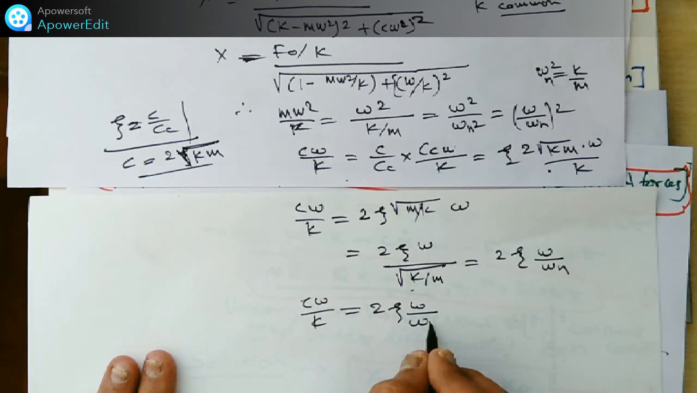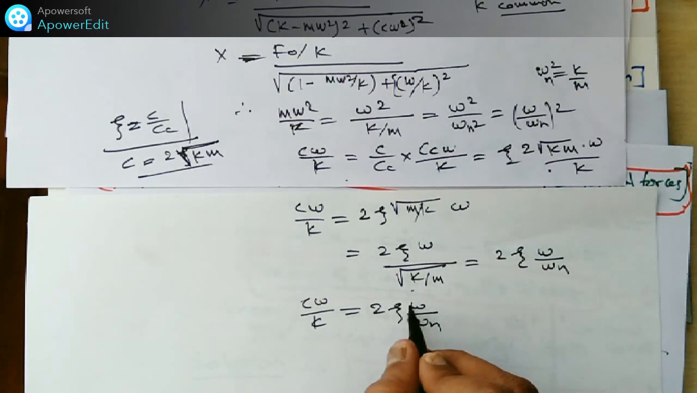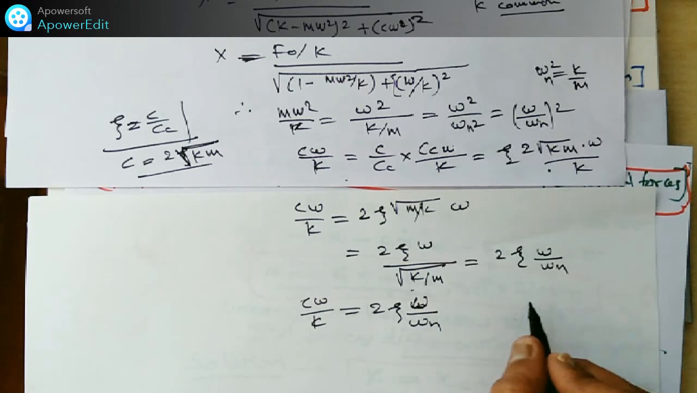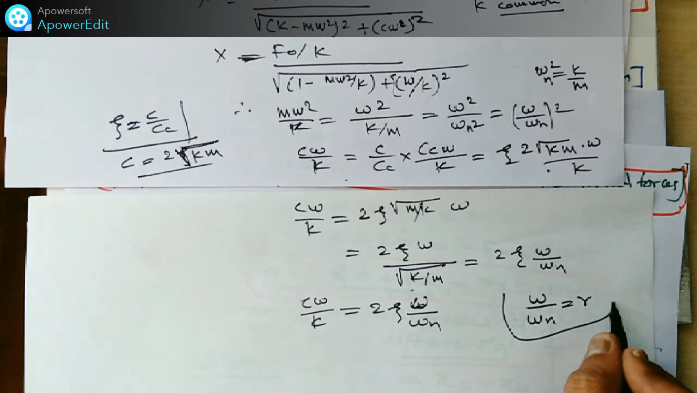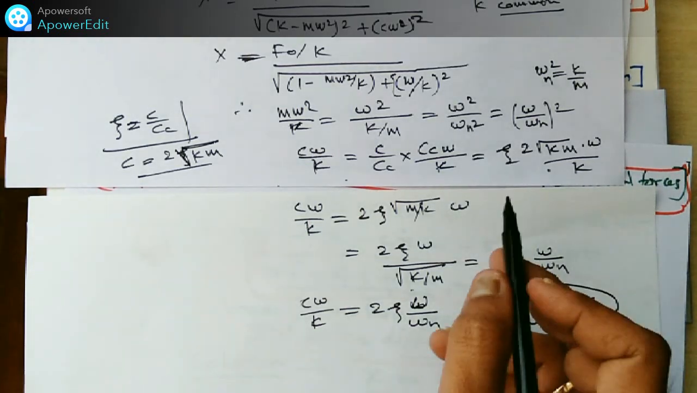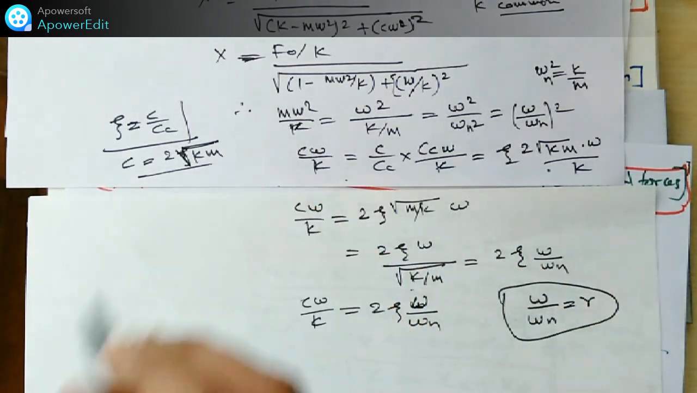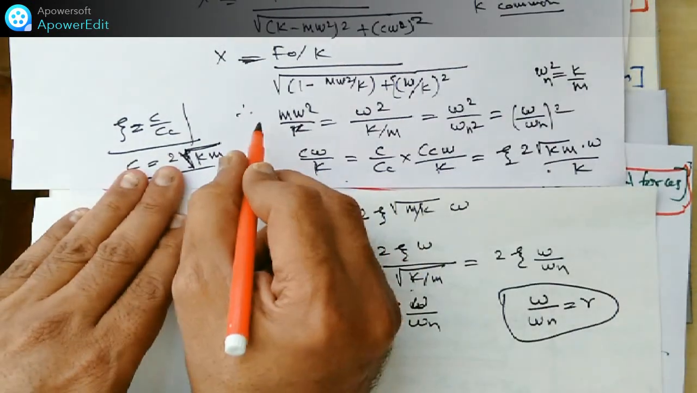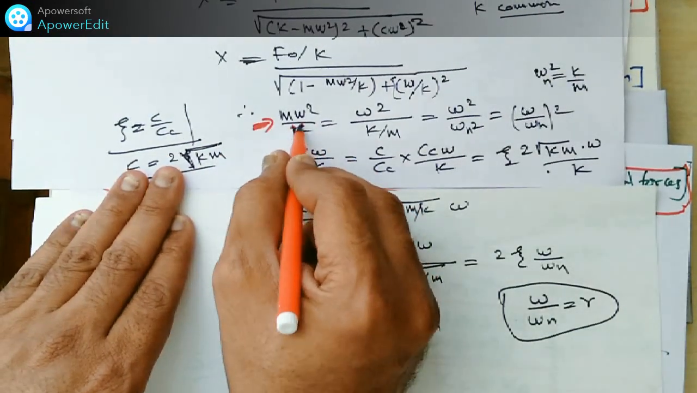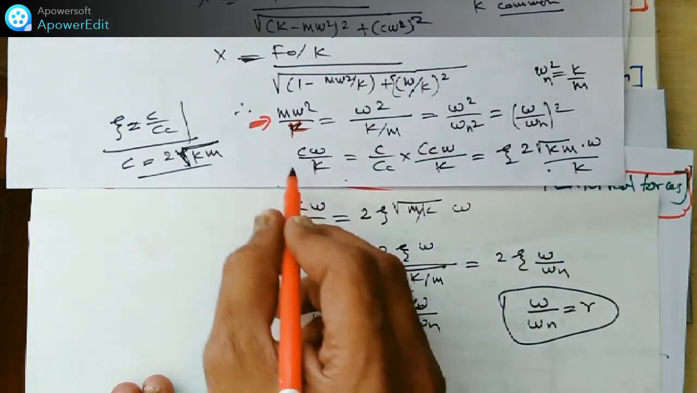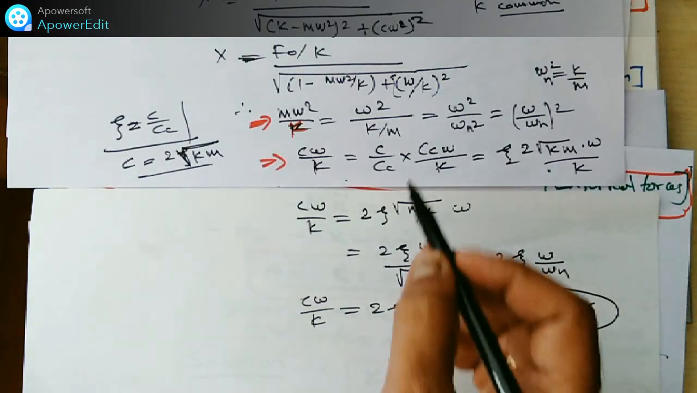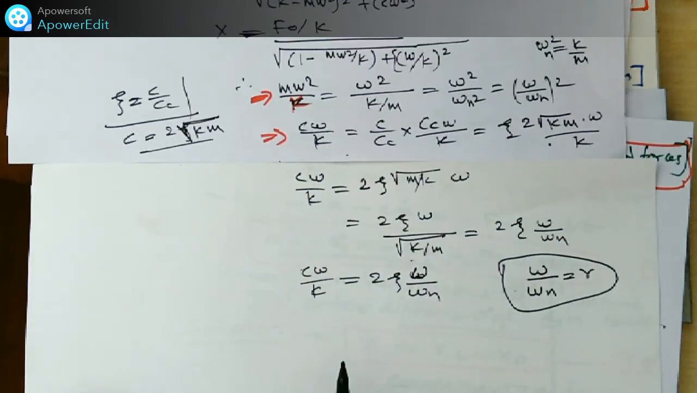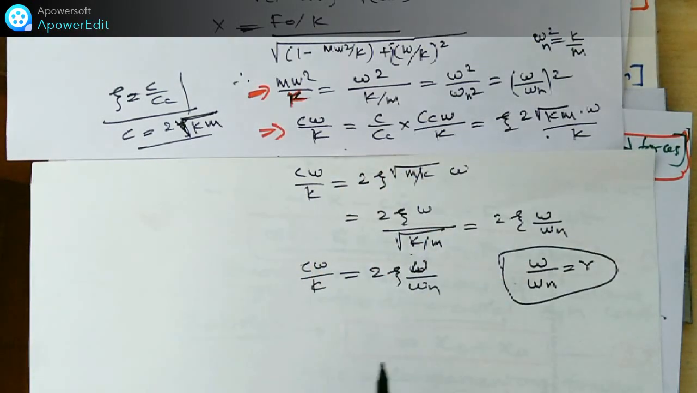This omega by omega n is nothing but the frequency ratio, a new term we have already studied. So when you introduce these two terms, m omega square upon k and c omega upon k, the equation becomes the amplitude of this vibration, which is the unknown that we have to find out.